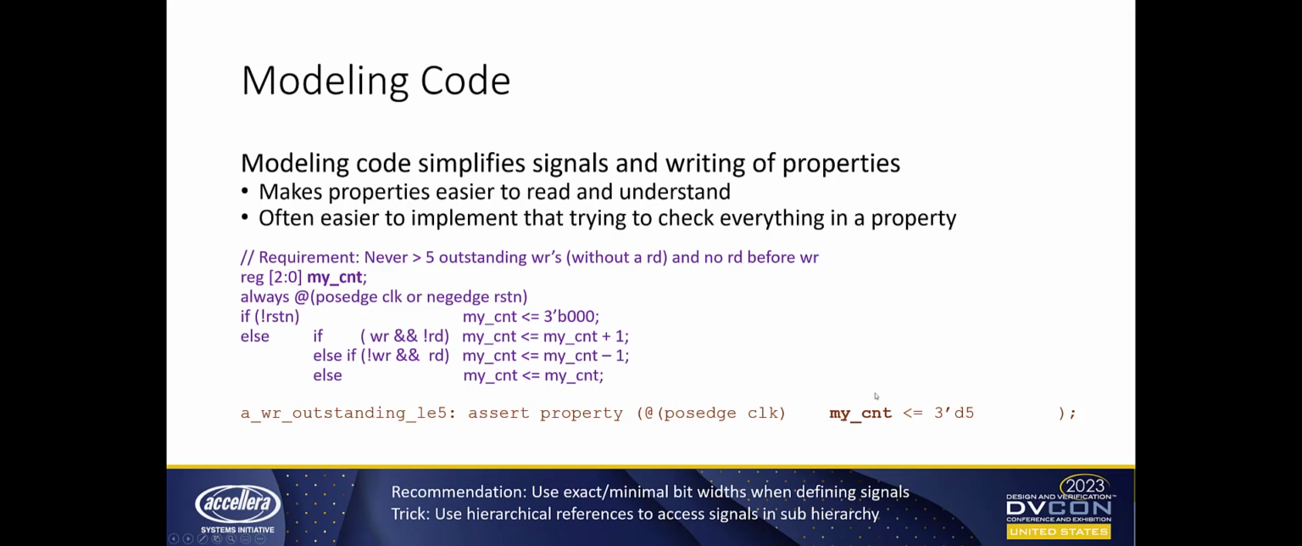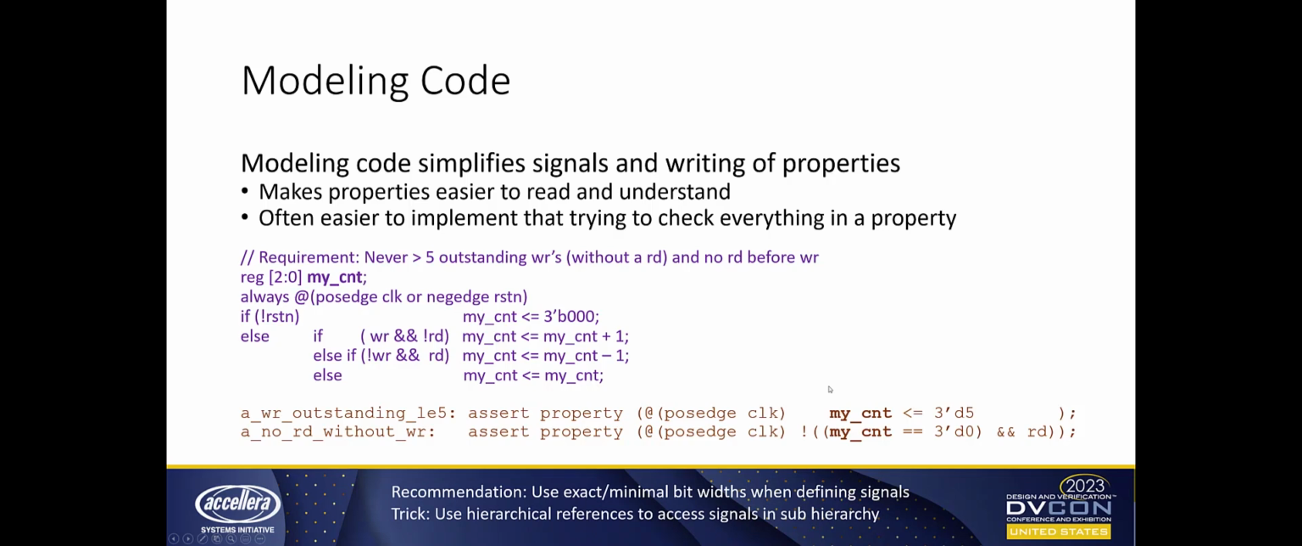The property just says my counter should always be less than or equal to 5. If it ever goes to 6, that means you have 6 outstanding writes without a read. You violated the requirement, and you get a counterexample showing that scenario. Or you can say, if my counter is 0, I should never have a read, so this condition should never happen. These two properties actually show 2 important points.